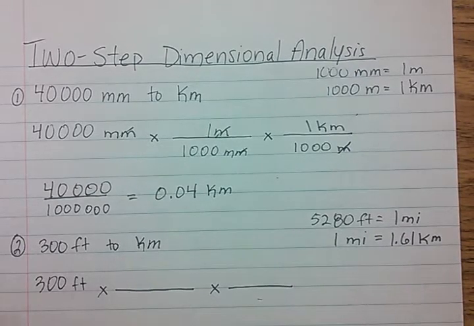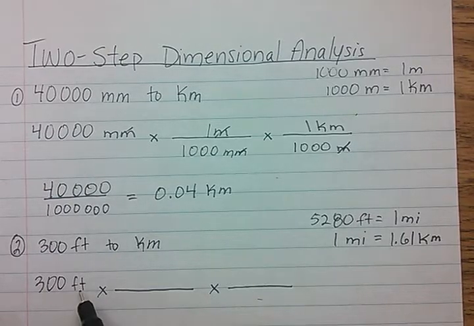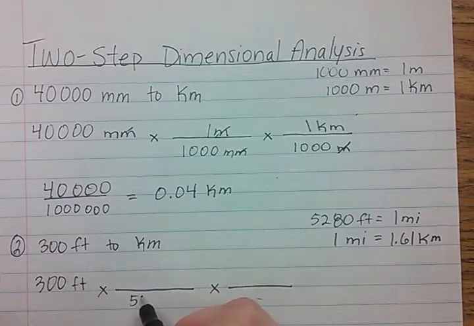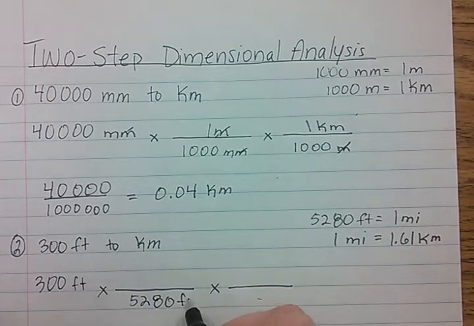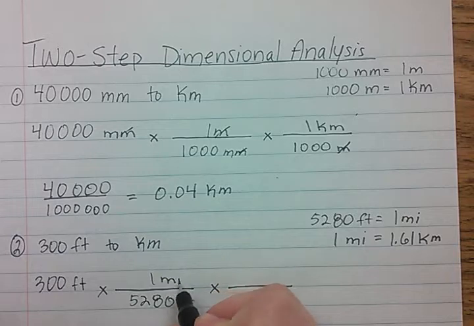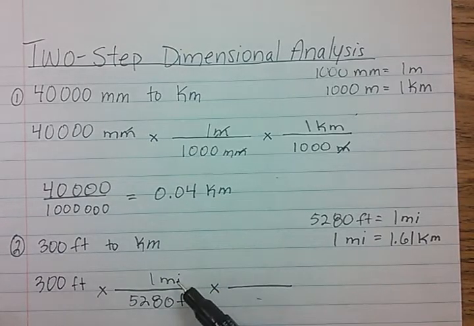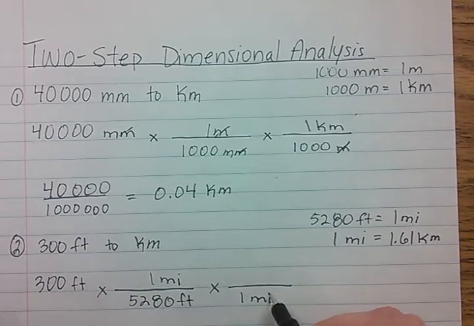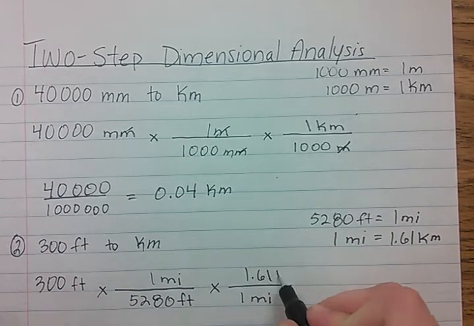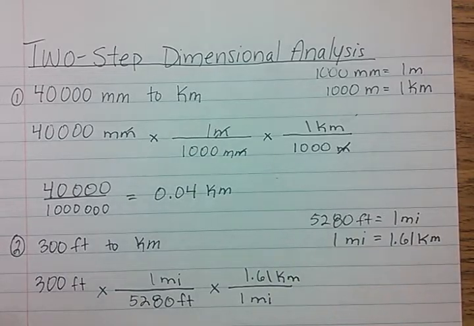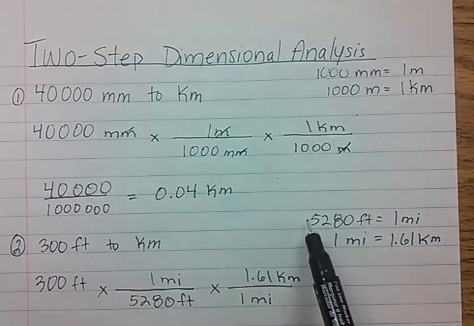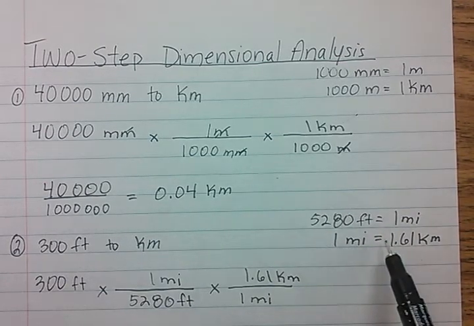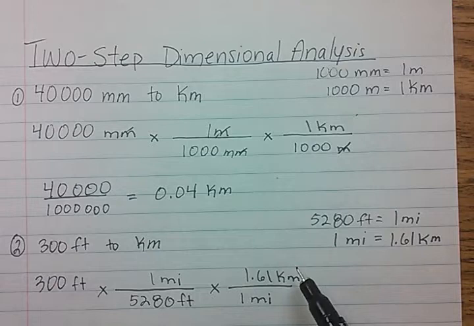Next, we want to do seek over have. So we have feet, and we're seeking miles. So we do feet on the bottom, miles on the top. Now we have miles, and we're seeking kilometers. So we do 1 mile on the bottom, 1.61 kilometers on the top. Again, that just came from our conversion factors. Our first conversion factor went in this fraction. Our second conversion factor went in this fraction.